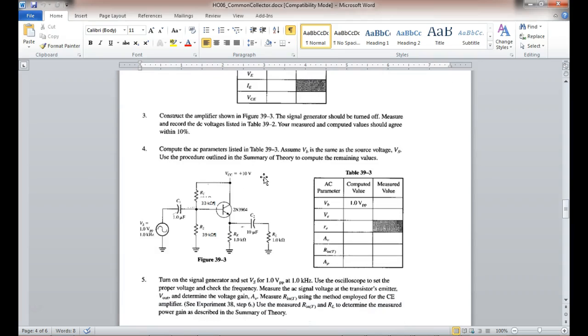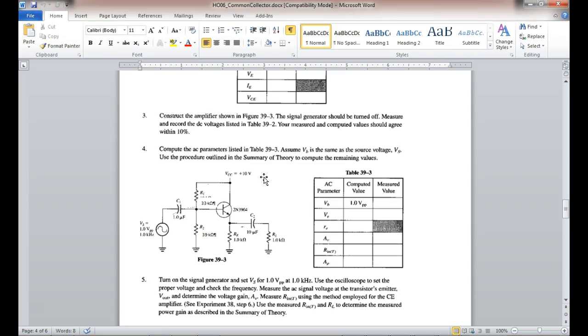Compute the AC parameters. So we're going to put two volts peak to peak in, because let me see what we can get, to tell you the truth. The best we can do is two volts. So let's mark out the one volt and put two volts there. And then VE, what's VE going to be? What do we expect it's going to be? Oh, now this is little e. This is not big E, this is little e.